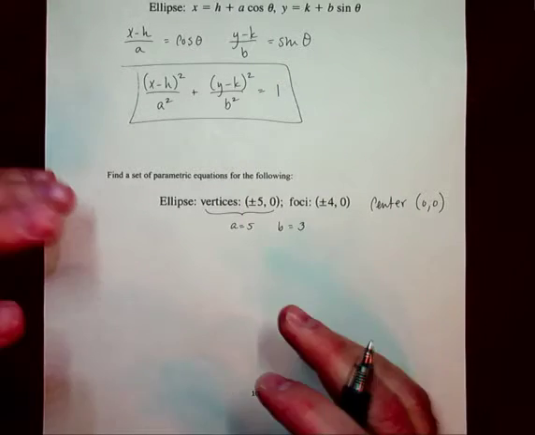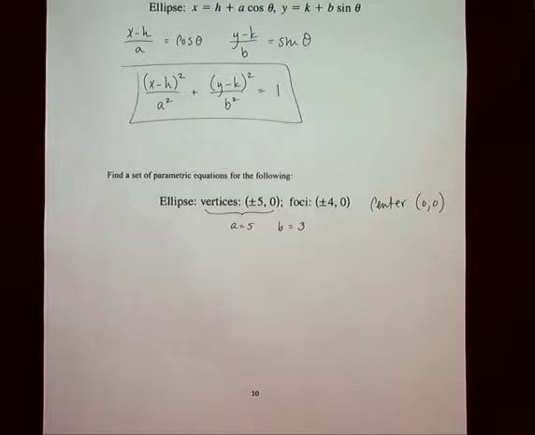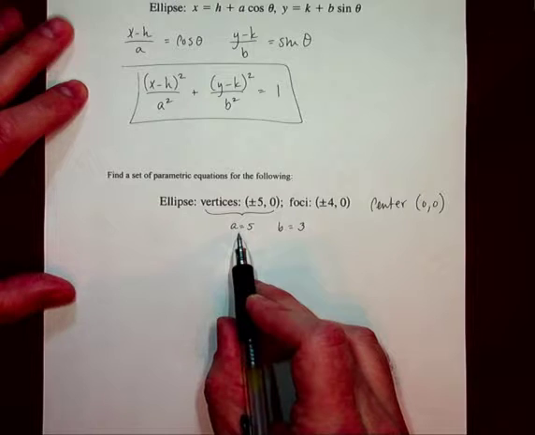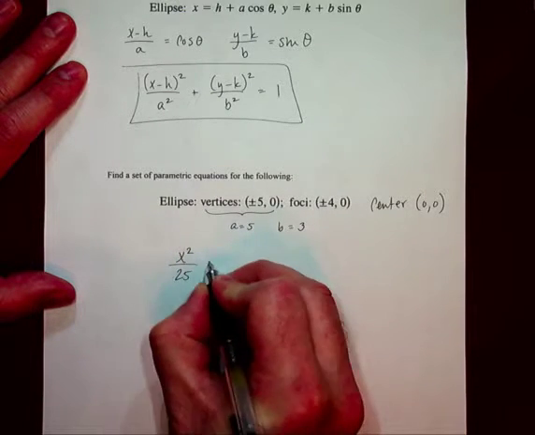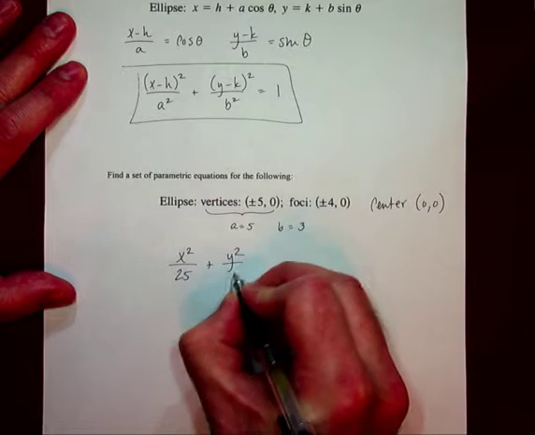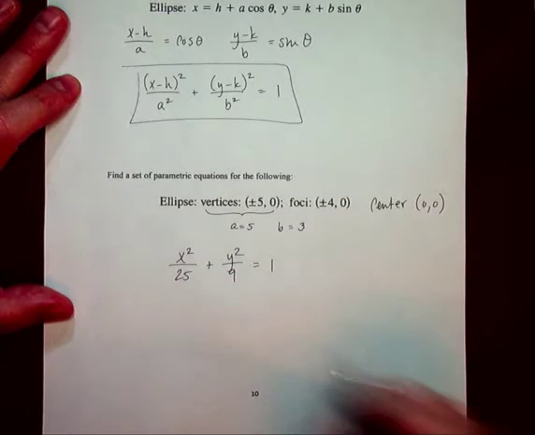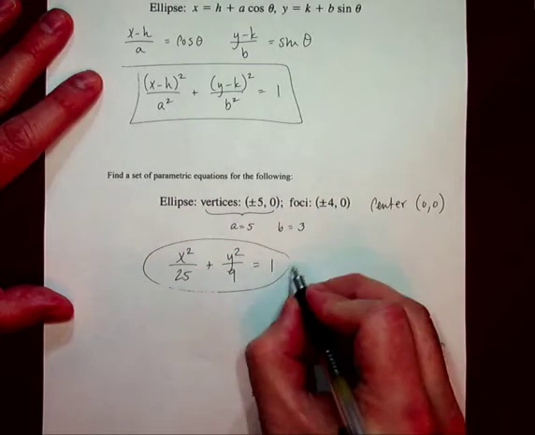Now, it is elongated along the x, so we know that the a goes underneath the x squared, and we have x squared over 25 plus y squared over 9 is equal to 1. Well, that's the rectangular equation.